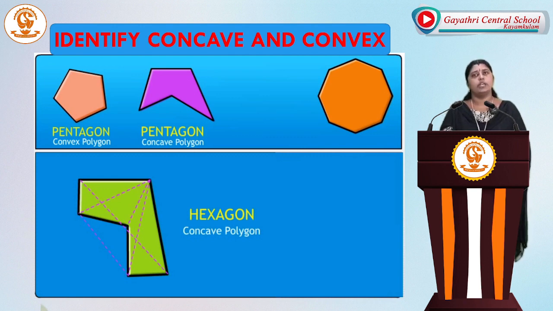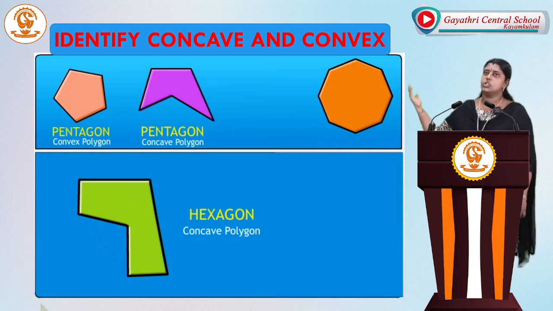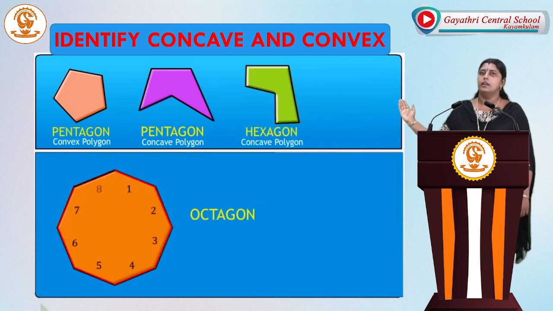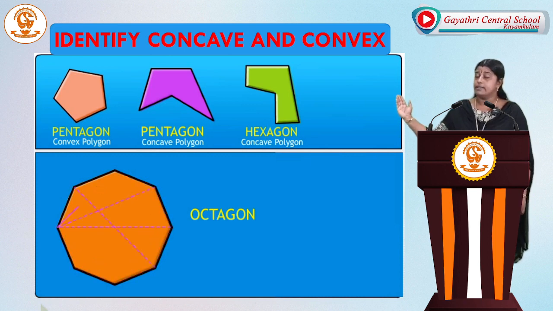So, it is also a concave polygon. Okay. The last figure. We can take the last figure. There are 8 sides. Convex. Yes, it is an octagon.